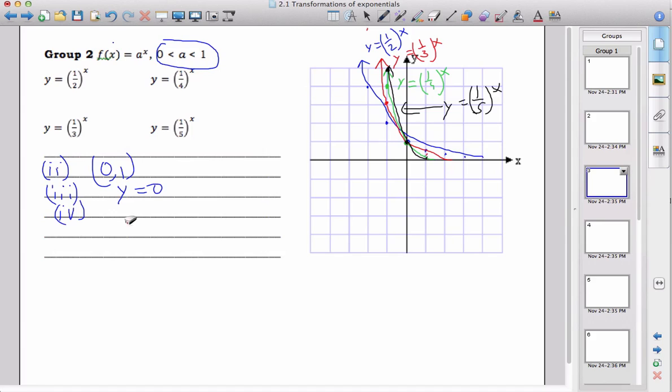Well, we can say the graph of 1 over a is a reflection in the y-axis of y equals a to the power of x. And I should say over here 1 over a to the power of x. Okay, so the graph of 1 over 2 to the power of x is just a mirror image of y equals 2 to the power of x, right?